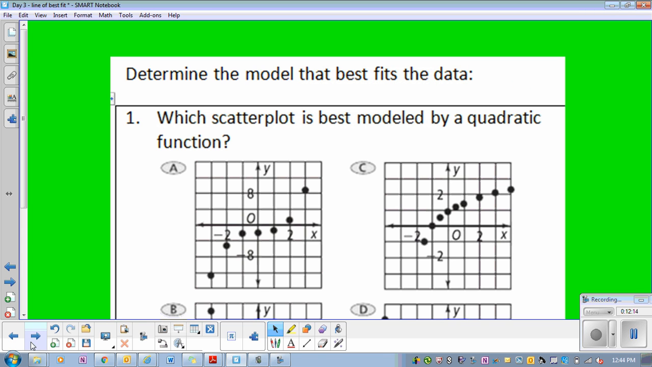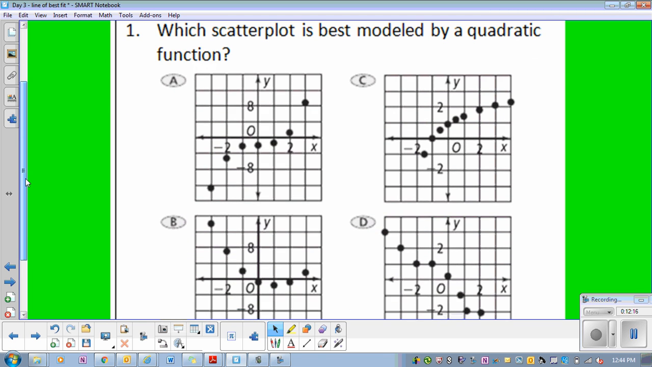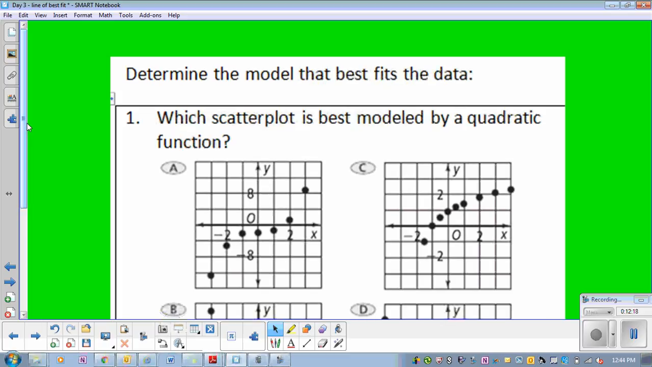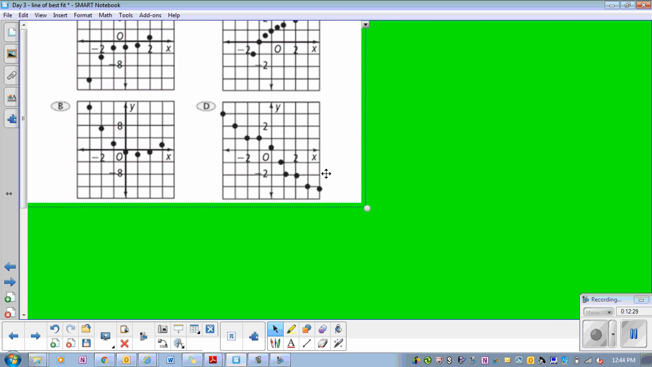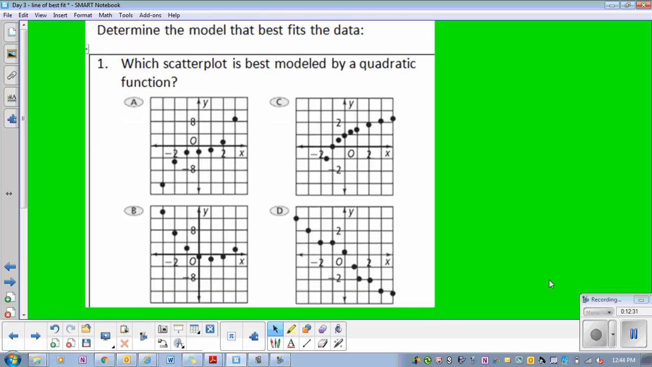All right, so number 1, determine the model that best fits the data. Mine is actually just a little bit too big, so I'm going to shrink it down a little bit. All right, so something like this. Which scatter plot is best modeled by a quadratic?